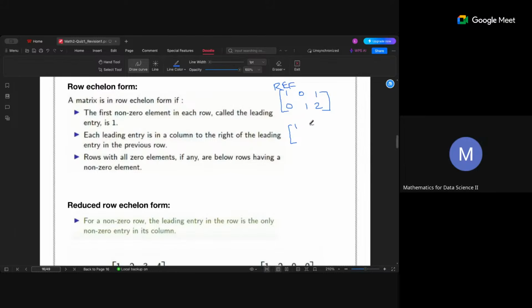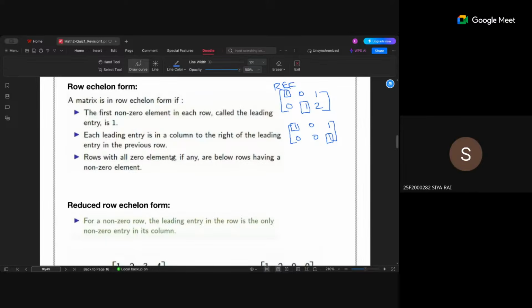Now first let us say 1, 0, 1, 0, 0, 1. Now is this in row echelon form? Yes, ma'am. Because we see that the leading entry in any column is to the right of the leading entry in the previous row. So these are the leading entries. You see that this leading entry is to the right of the leading entry of the previous row, right? So these two matrices are in row echelon form.